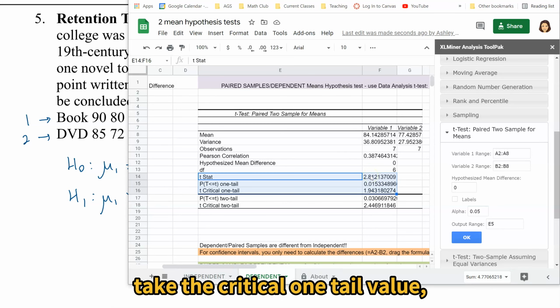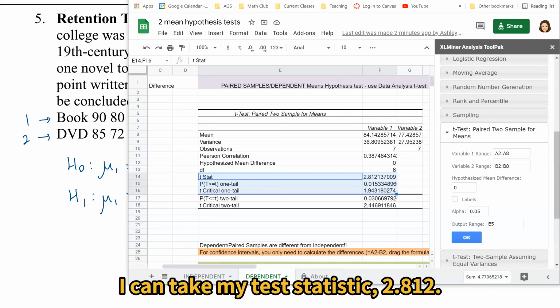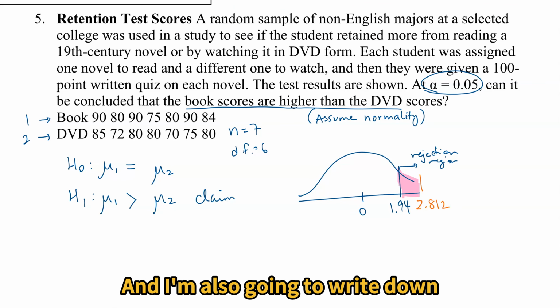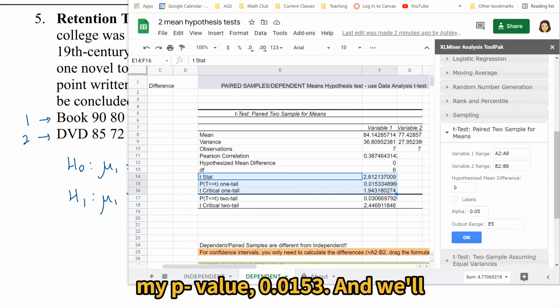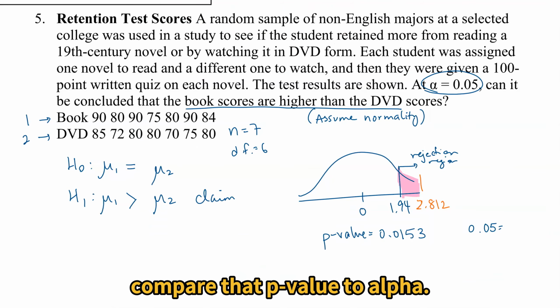So I'm going to first take the critical 1 tail value, 1.94. That's going to go here. I can take my test statistic 2.812. And I'm also going to write down my p-value, 0.0153. And we'll compare that p-value to alpha.